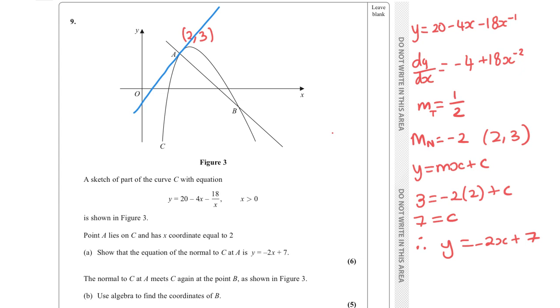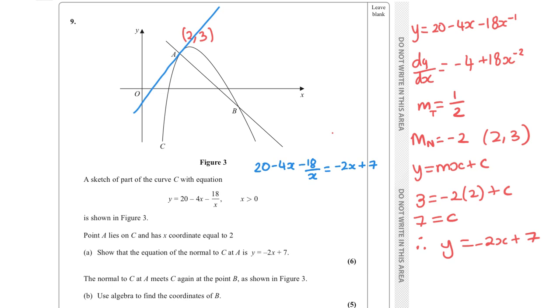Okay, the next part of the question says, the normal to C at A, so this line here, meets again at B, as we can see. And we've just worked out the equation of this line as y equals minus 2x plus 7. Use algebra to find the coordinates of B. So I need to put them equal to each other. So I'm going to have 20 minus 4x minus 18 over x equals minus 2x plus 7.